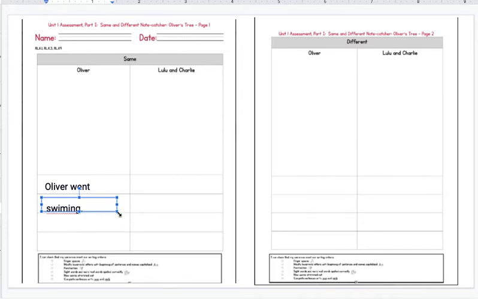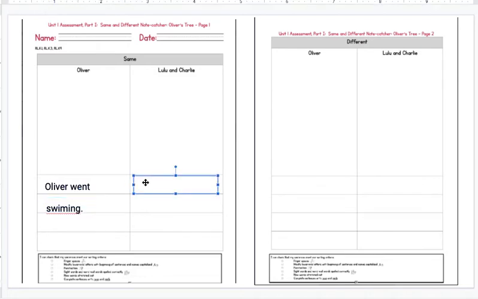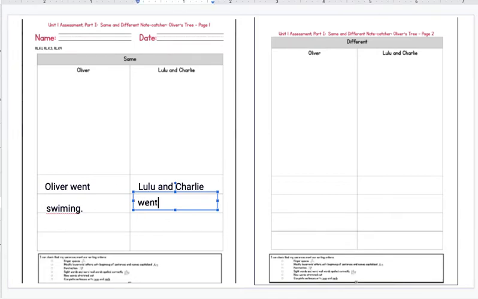Notice, I'm not trying to make this perfect spelling. That is okay, because I'm not looking for that. What we're looking for is you to sound out and find as many sound parts of the word that you can. Okay? Now let's go over to Lulu and Charlie. I also want to say Lulu and Charlie went swimming. Lulu and Charlie's names are up here, so I can copy those. Lulu and Charlie. And if I'm writing that they did the same thing, I can use these same words that I did with Oliver. Lulu and Charlie went swimming.